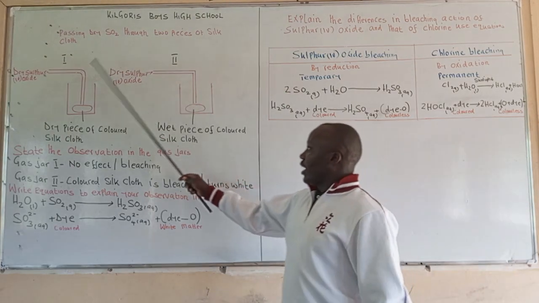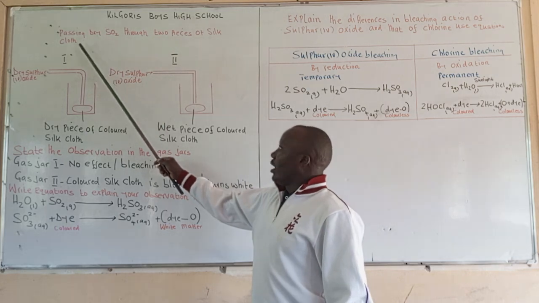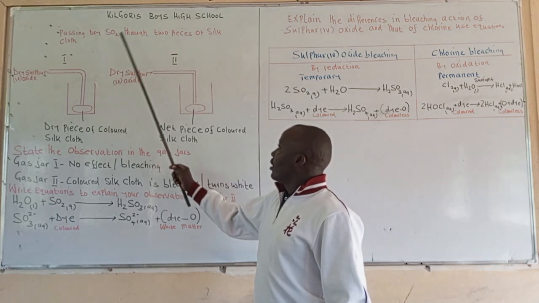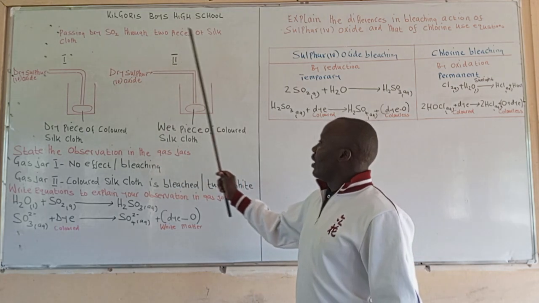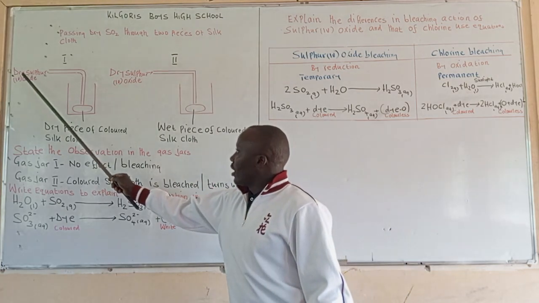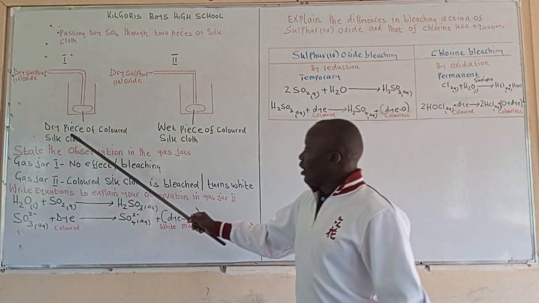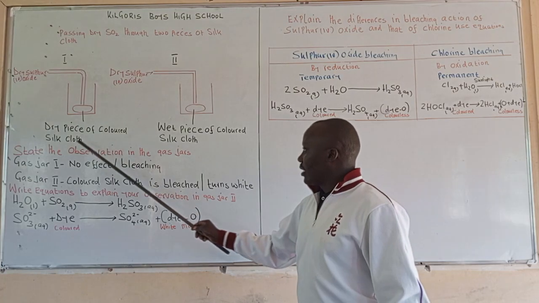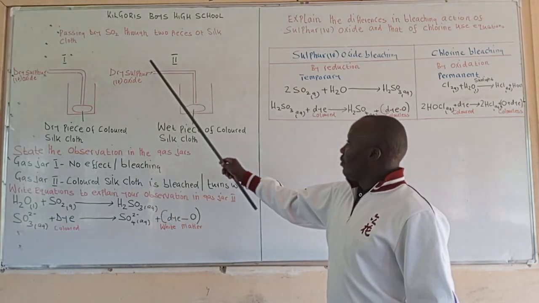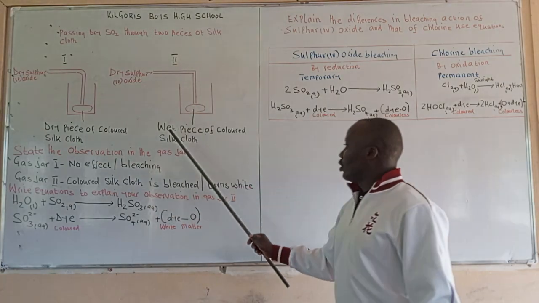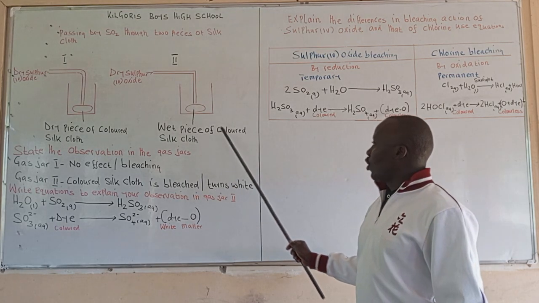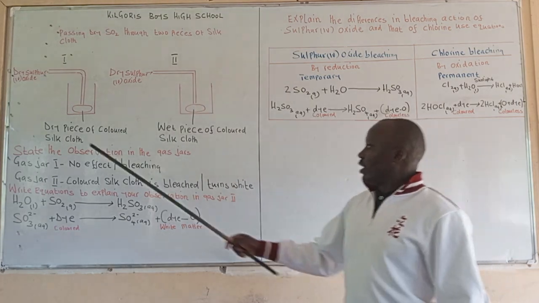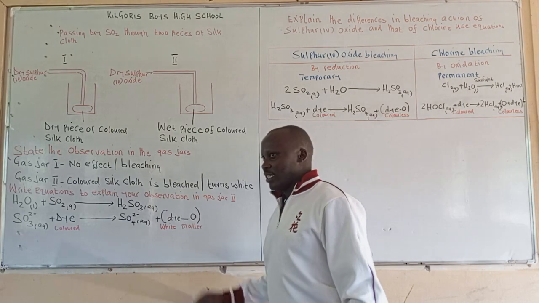In the first diagram, dry sulphur oxide is passed through two pieces of silk cloth. We have dry sulphur oxide passed through a dry piece of colored silk cloth, and sulphur oxide passed through a wet piece of colored silk cloth. State the observation made in each gas jar.